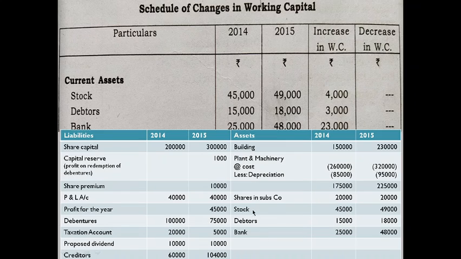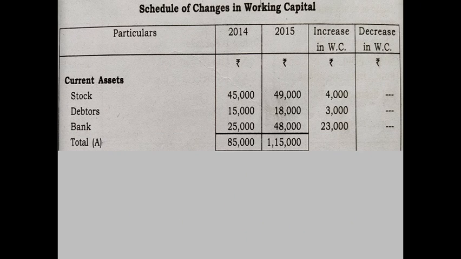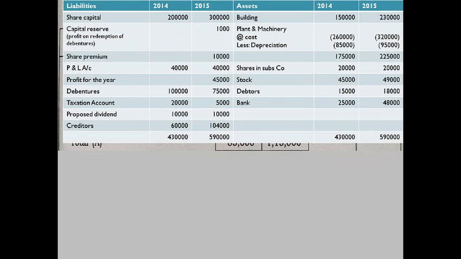Since there are no other amounts or items regarding current assets given in the question, let us take the total of current assets. Remember, you need to take the total only regarding the first two columns. Once you find the totals regarding the two columns, next let us go for the next part, current liabilities.